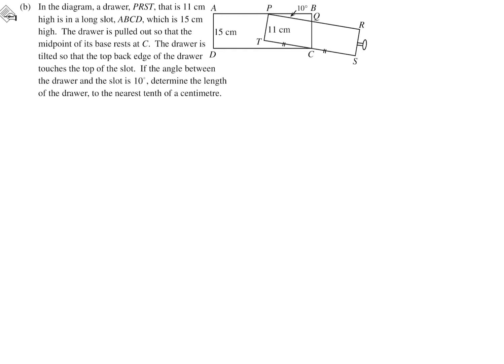In the diagram, a drawer, PRST, that is 11 centimeters high, is in a long slot, ABCD, which is 15 centimeters high. The drawer is pulled out so that the midpoint of its base rests at C. The drawer is tilted so that the top back edge of the drawer touches the top of the slot. If the angle between the drawer and the slot is 10 degrees, determine the length of the drawer to the nearest tenth of a centimeter.